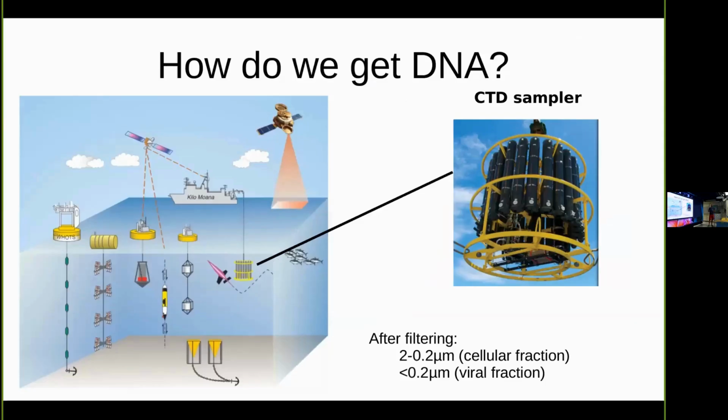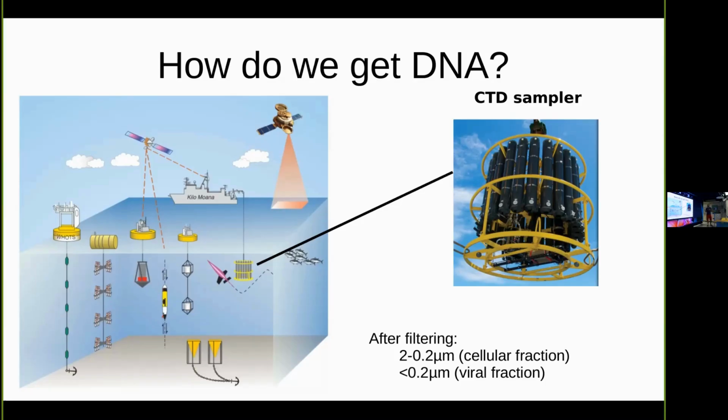And the way we do it is that we go to the station up north of Oahu called the Aloha Station, and we basically toss a CTD sampler. So a CTD sampler is a bunch of electronic tools that measure conductivity, temperature, and depth. And to those tools, we attach a bottle of water, the black stuff that you can see on the picture here. And we open the bottle, we fill it with water at the different depths.